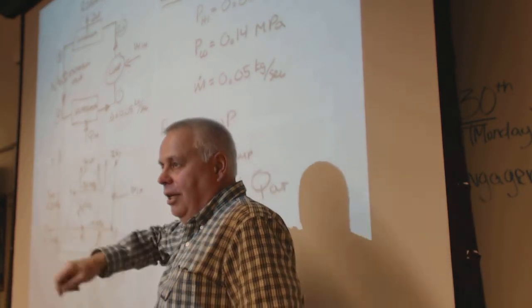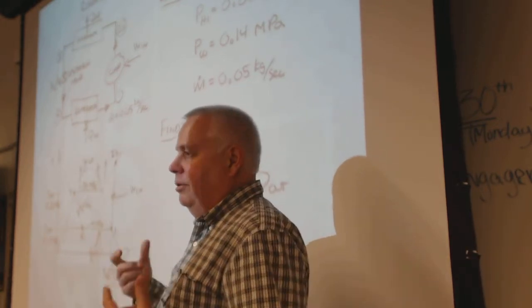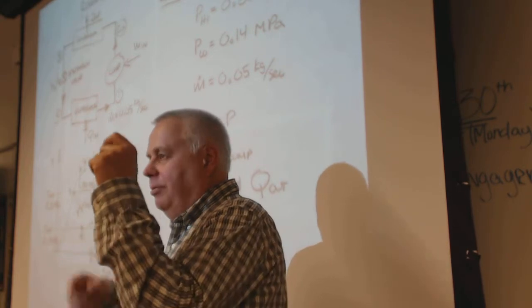How fast is the system? How do we scale it up? Not kilojoules per kilogram, but kilojoules per second. So we have kilograms per second.